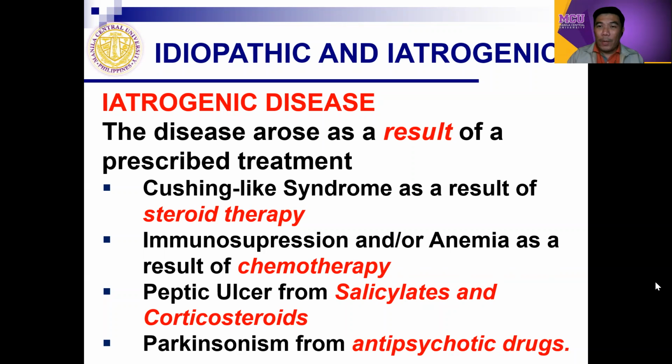Parkinsonism. So, sa Parkinson's disease, we have identified that the patients or individuals experiences tremors, and usually tremors could be the result of antipsychotic drugs. So, steroid therapy, the patient may have Cushing-like syndrome, which eventually resulted from the increased cortisol. Then, immunosuppression or anemia as a result of chemotherapy. Peptic ulcer as a result from the salicylates and corticosteroids, and Parkinsonism from antipsychotic drugs. So that is what we call iatrogenic, idiopathic, unknown, iatrogenic result from prescribed treatment.